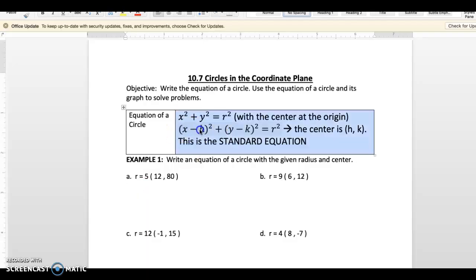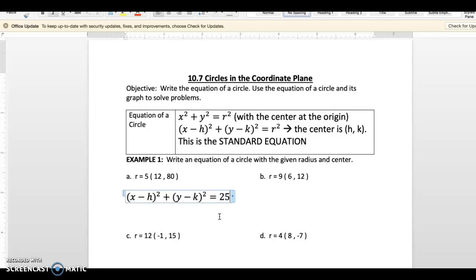So here, hold on, I'm just going to copy this. So I have it written down, and then that way I can be lazy and just input things in. So if the radius is 5, and we know it equals the radius squared, 5 times 5 is 25. Then for h is the x value, so x minus 12, and k is the y value, 80. There you go. That's it.